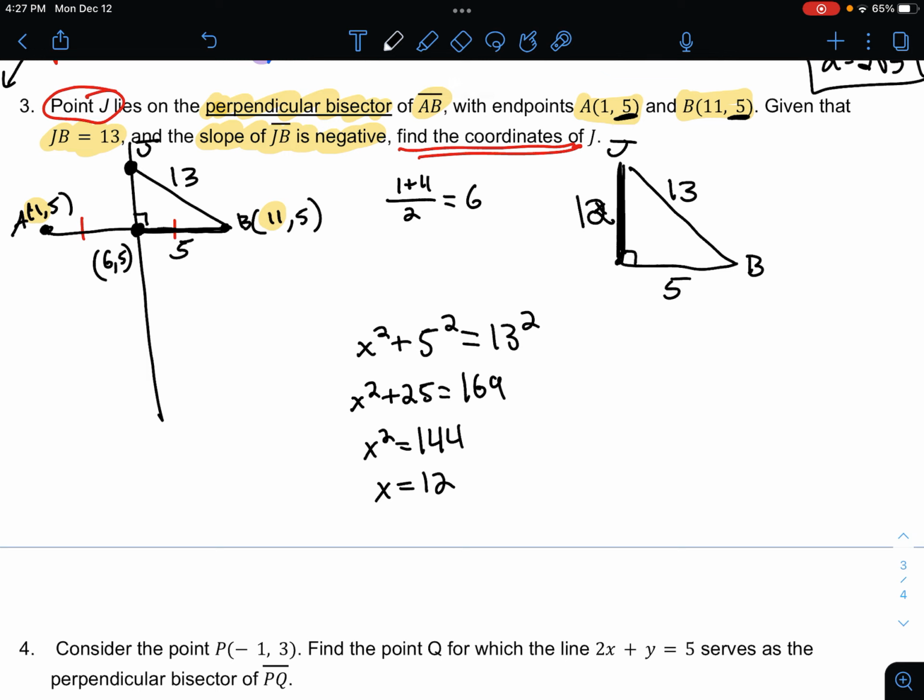Going back to our diagram, I put 12, and I know the coordinates of this midpoint here, which I'll call M, was (6, 5), and J is on this perpendicular bisector, which must be a vertical segment because AB was horizontal. So the bisector must be vertical. That means I just add 12 to the y-coordinate of M, and my coordinates of J are going to be (6, 17).